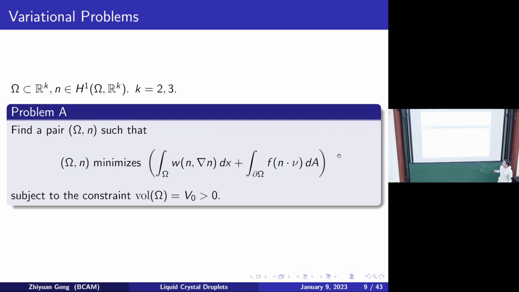We consider omega in a 2D or 3D domain, and n a unit vector field. We need to find the minimizing pair, the domain omega and n, that minimizes this energy functional, which has two competing parts. The first term is the elastic energy, the second term is the surface energy. We have a fixed volume constraint: the volume of omega is a fixed constant. This gives a free boundary problem for the most general interface energy.